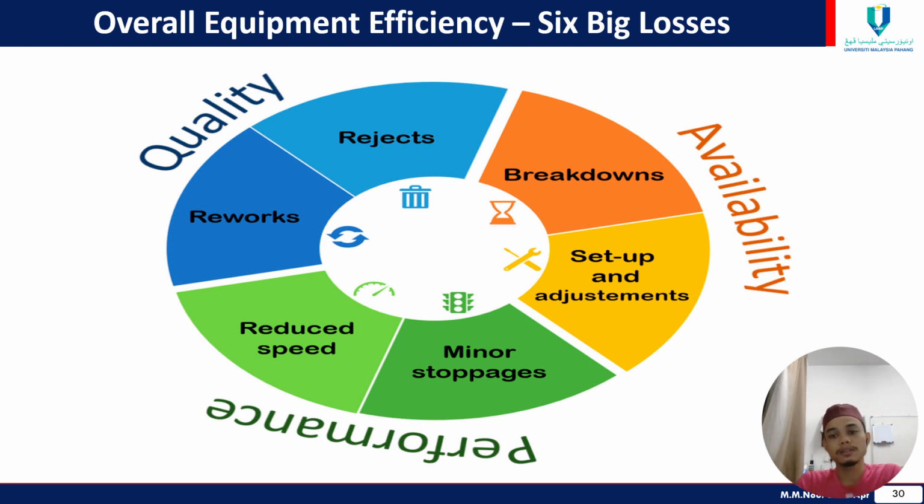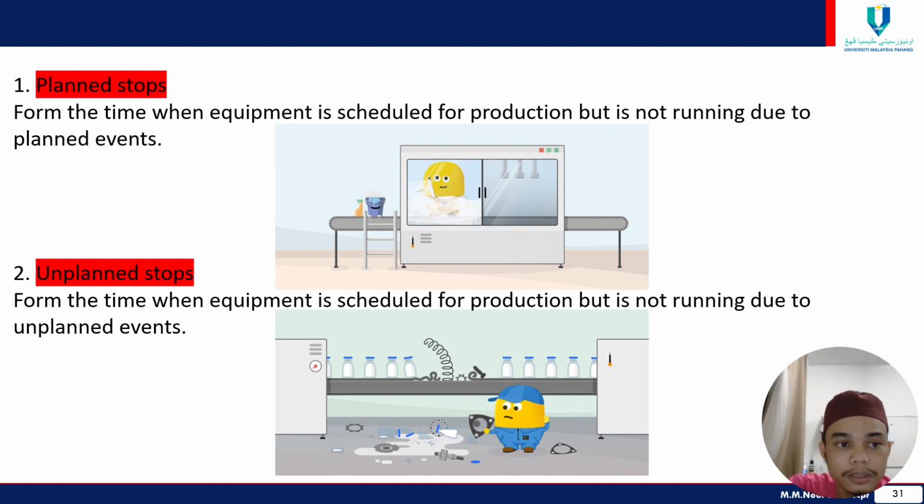Next, OEE has the 6 big losses, divided by 2 for each of availability, performance, and quality. Under availability there are breakdown, for downtime, and setup and adjustment, for the planned stop. Performance has minor stoppage and reduced speed. Quality has reject and rework. Let's go through them.